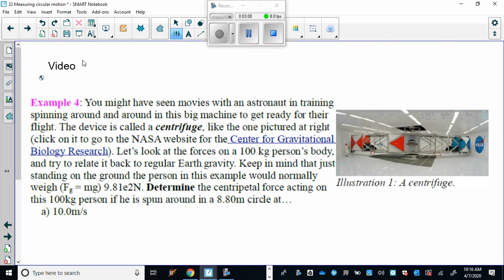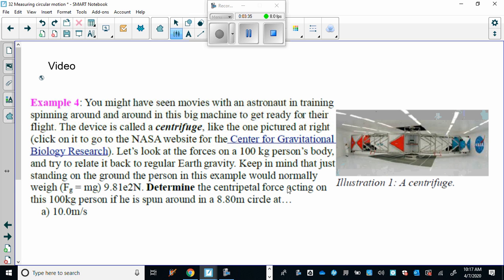There's a great video on the centrifuge. You'll have to go and watch that. So here's a centrifuge. A centrifuge goes round and round and round, makes you really dizzy, makes you throw up. It tests G forces. So if you want to be an astronaut or a fighter pilot, you have to be able to withstand a certain amount of G forces, and they stick you in a centrifuge and see how well you do. So here's a centrifuge going around in a circle.